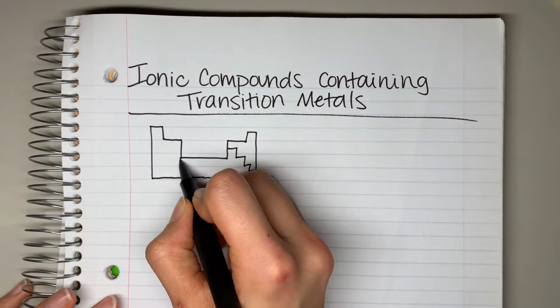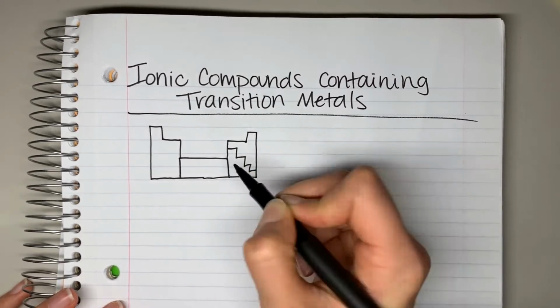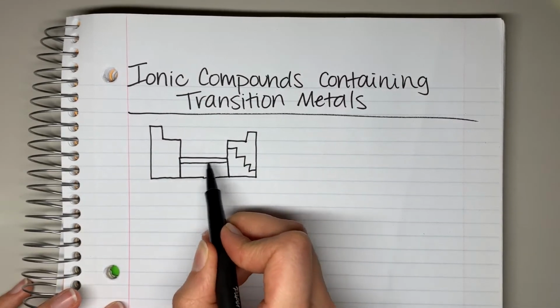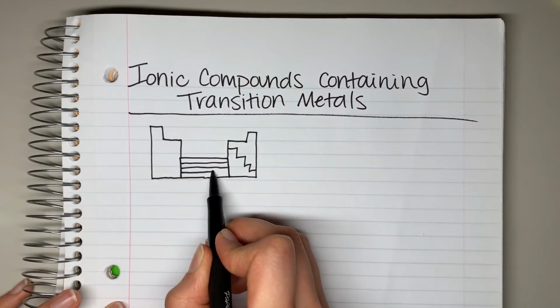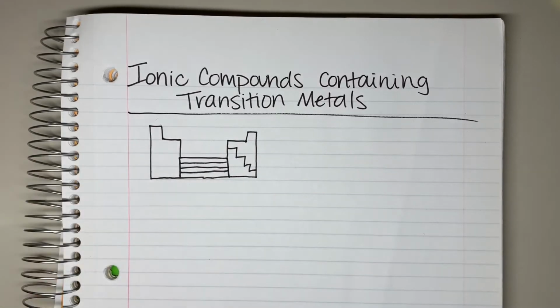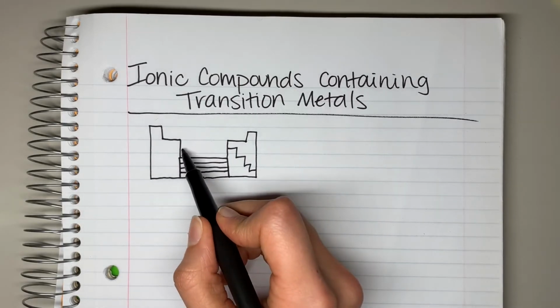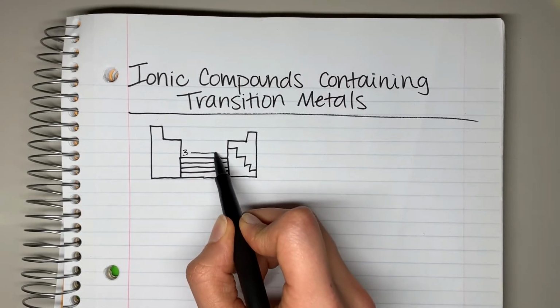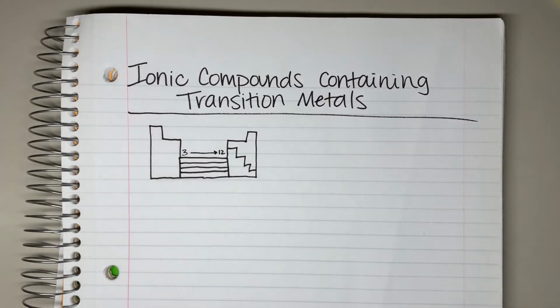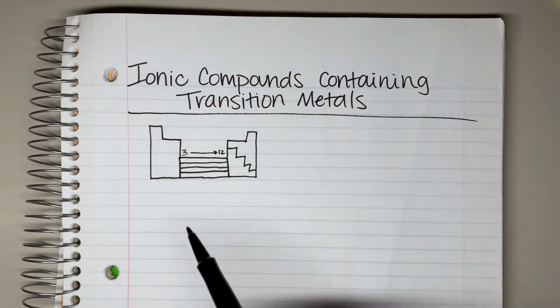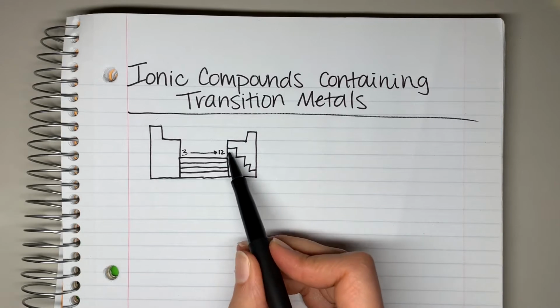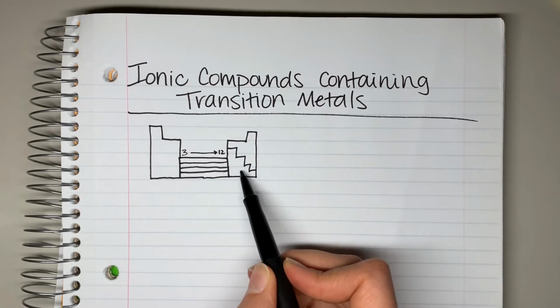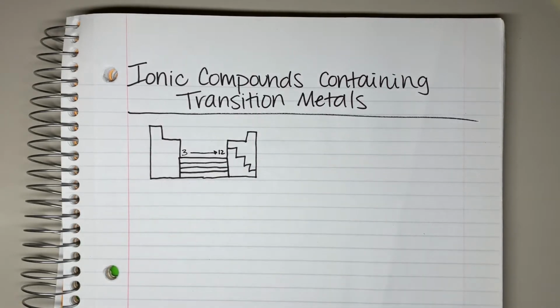Transition metals are located in the D block. So this is the 4 rows here. In the D block, that's where transition metals are located. This is groups 3 through 12 in here. There are also some elements in the other metal region here under the staircase that are going to follow this exact same method of naming and formula writing.